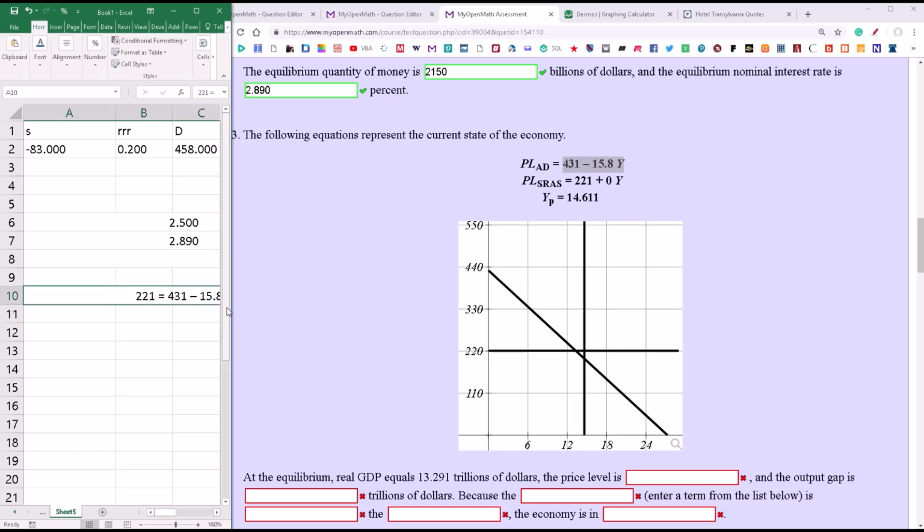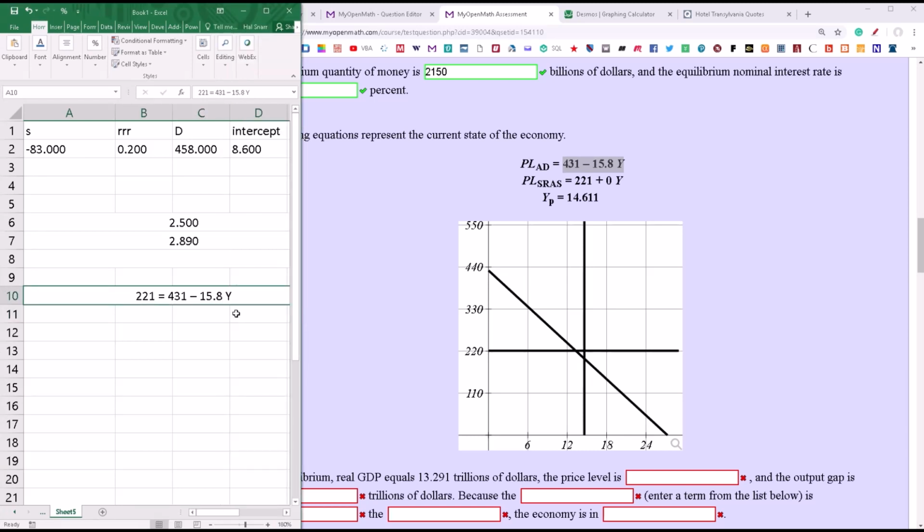Right? Add this to both sides. Subtract the 221 from both sides. And then divide this difference here by the slope, 15.8. And you get what real GDP is.